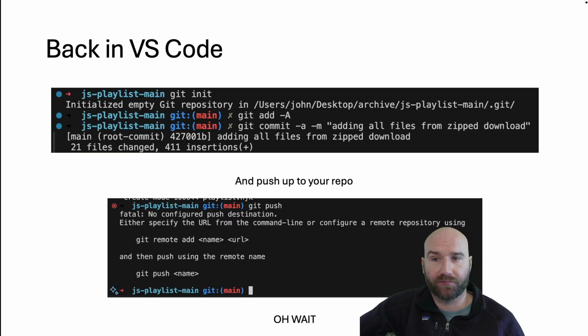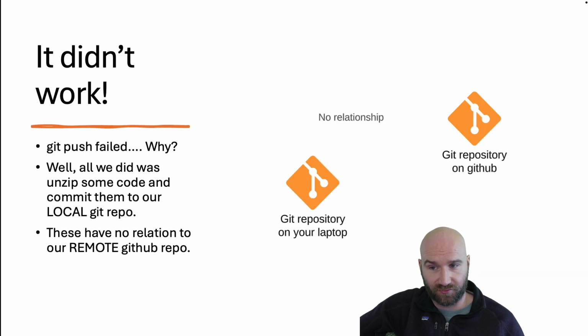Back in VS Code, we can do a git init in the code we've just unzipped. We're just going to add everything and commit everything. Happy days. And then we're going to run git push. And we're going to go, wait a minute. I've created something locally and something remote, but I've never connected them together. And that's what Git is telling us: there's no configured push destination. It didn't work, and that's why. There's no relationship between them.